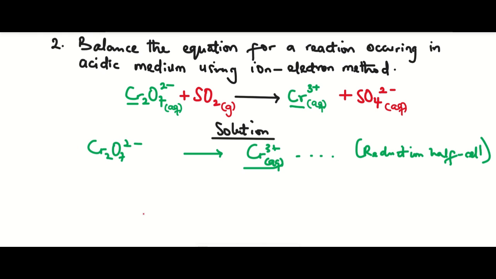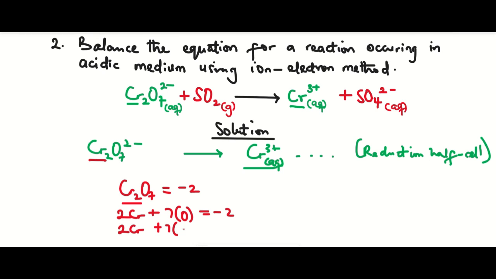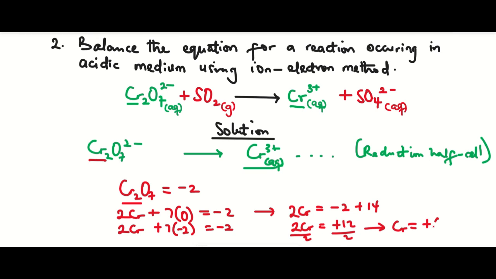To further confirm that, calculate the oxidation number of chromium in Cr2O7 2-. To do that, equate Cr2O7 to its charge, which is -2. Since we are determining the oxidation state of chromium, Cr2 remains unchanged. 2 atoms of chromium plus 7 atoms of oxygen equals -2. Recall that the oxidation state of oxygen is -2. In the end, we have 2 chromium atoms equal to -2 plus 14, which gives us +12. Divide both sides by 2. Then chromium equals +6. It means that the oxidation state of chromium here is +6.